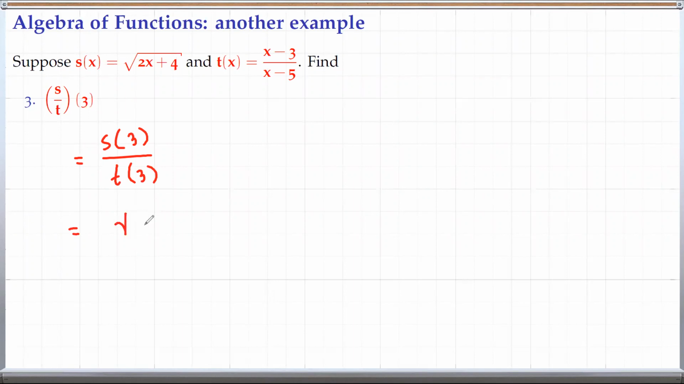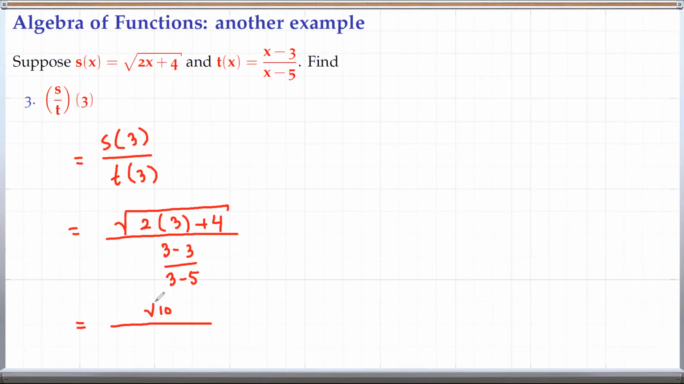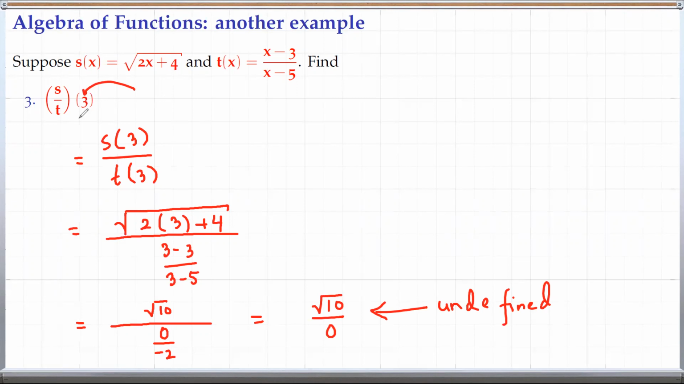s at 3 is simply the square root of 2 times 3 plus 4, and t at 3 is 3 minus 3 over 3 minus 5. So this is the square root of 6 plus 4, which is 10. But in the denominator, we get 0 over negative 2. So this equals the square root of 10 over 0, which is again undefined. So this 3 is not in the domain of this quotient s over t.